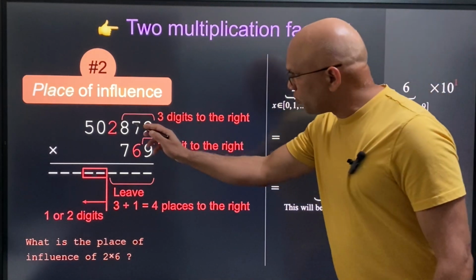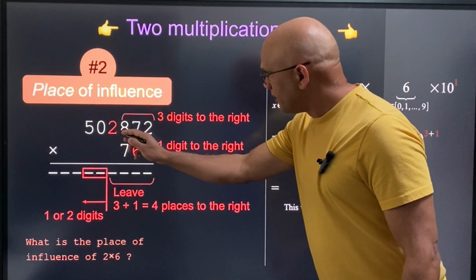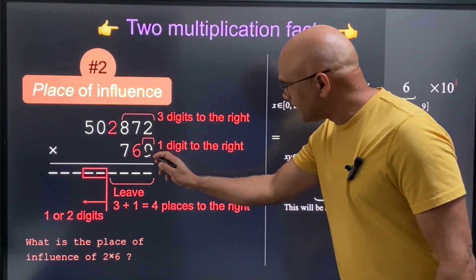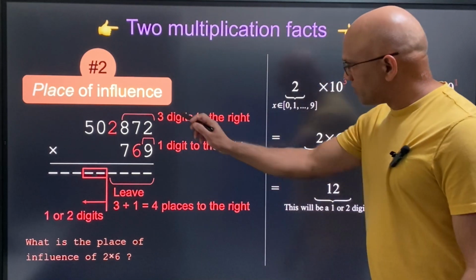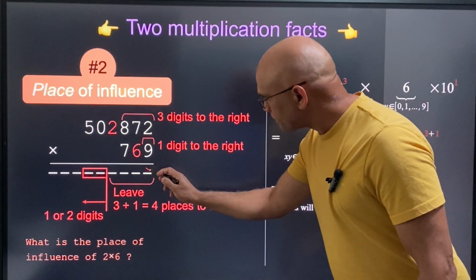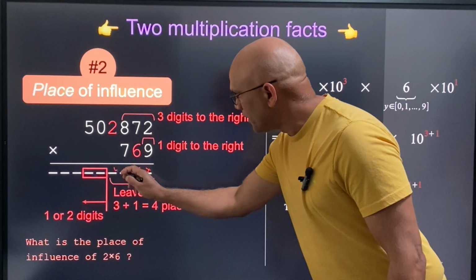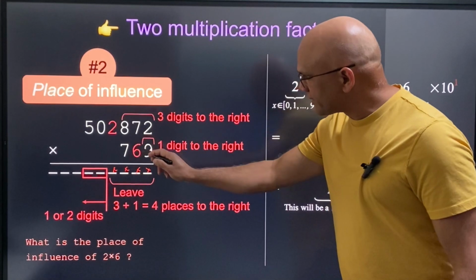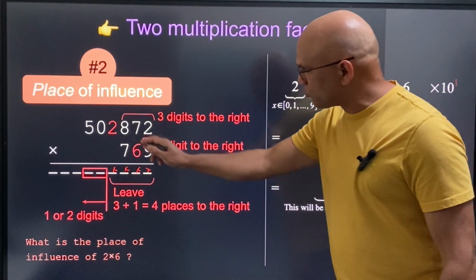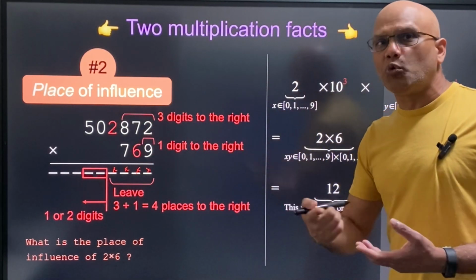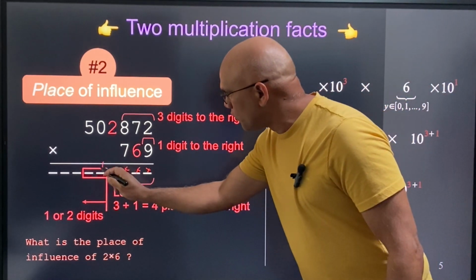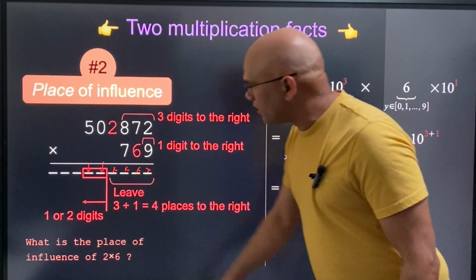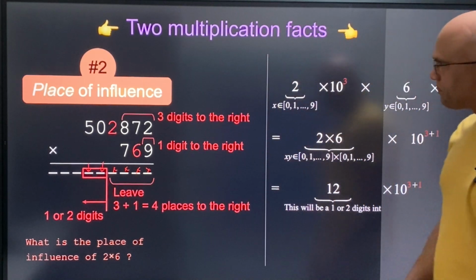And the 3 has to do with how many digits are to the right of 2, and the 1 has to do with how many digits are to the right of 6 here, right? So 3 plus 1 is 4, so we leave 4 spots here and then start writing the result there. So these are single digits, and as we saw before, the result will be either 1 or 2 digits. If it is 1 digit, it will go here. If it is 2 digits, the unit will go here and the other digit will go there, right?